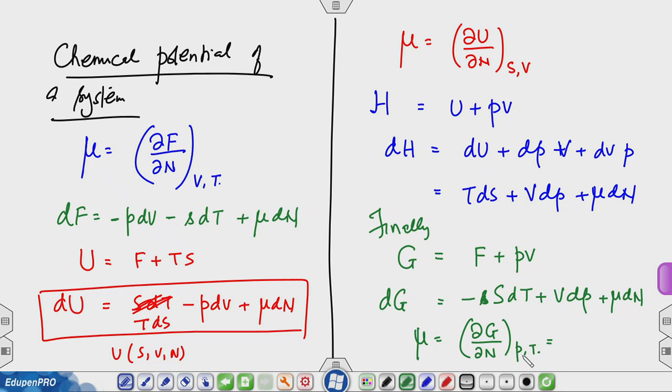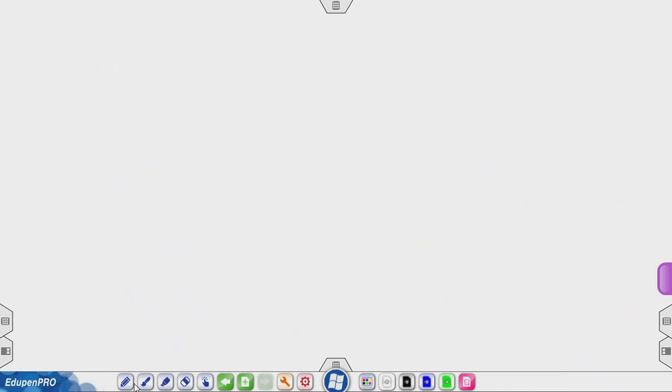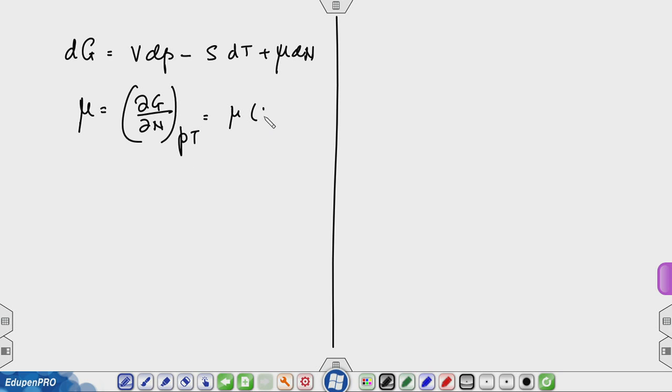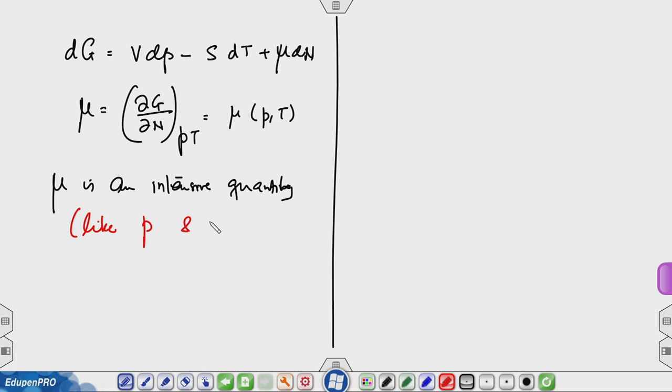Since G is a function of P and T and N, this is going to be mu of P, T, and N. Now that makes things very interesting because we have written dG, which is equal to V dP minus S dT plus mu dN, and mu is partial G with respect to partial N at P and T, and it's a function of P and T. Mu is an intensive quantity, like P and T.